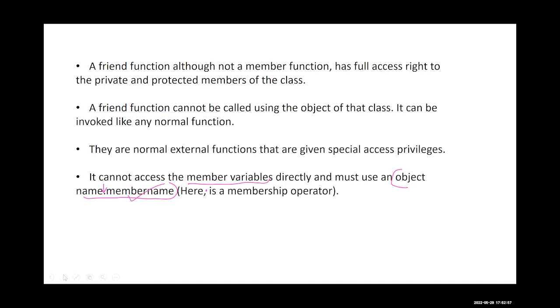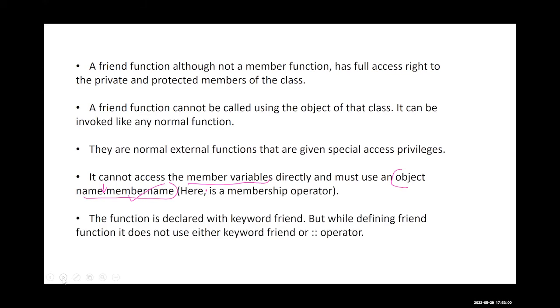That is, the friend function is going to access any member. The function is declared with the keyword friend, but while defining a friend function, it does not use either the keyword friend or the scope resolution operator. So this is what I discussed initially also, that whenever you are defining it outside, we are not going to use the keyword friend and also the scope resolution operator.